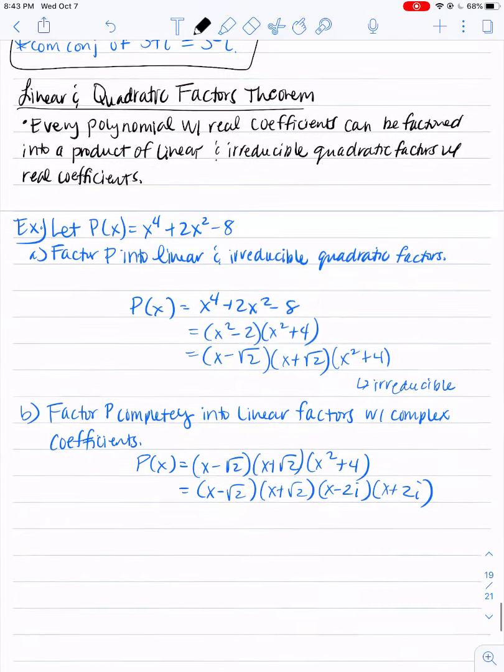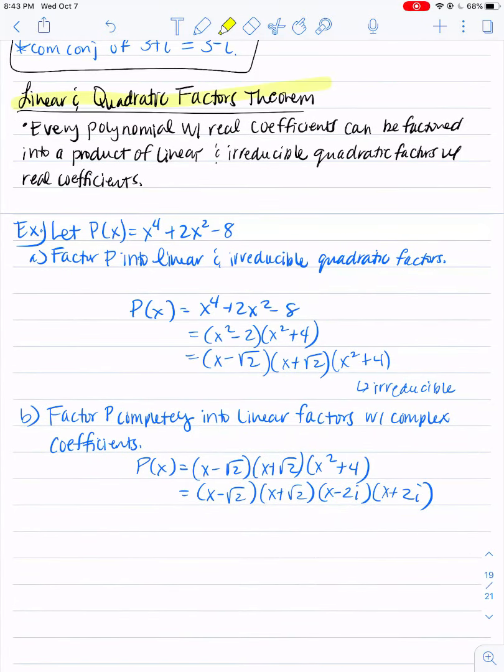Okay, and then we also have our linear and quadratic factors theorem. Every polynomial with real coefficients can be factored into a product of linear and irreducible quadratic factors with real coefficients. Basically, that's just saying that when you factor them, we know we're finished factoring if the factors are irreducible. So we have p of x equals x fourth plus 2x squared minus 8, and we're going to factor it into irreducible factors.